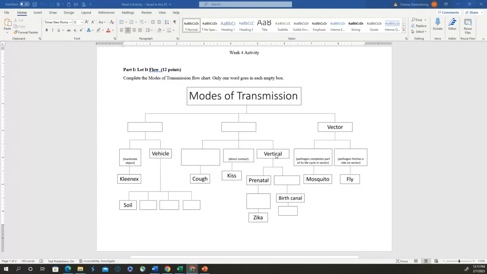Okay, so you want to make sure that you're using your context clues. So if you're like, Chelsea, I have no idea what goes right here. Okay, no problem. Go and find where vertical transmission is mentioned in your notes. Okay, what category does that fall under? Okay, and then when you're looking at this category, once that's filled in, what are the other 2 types along with vertical that fit into this category?